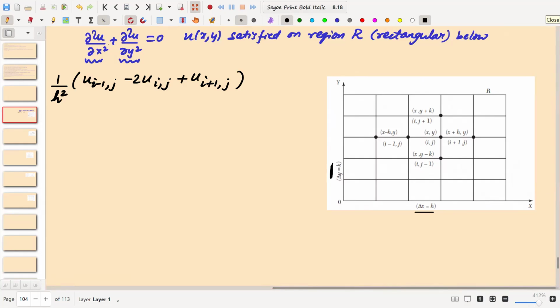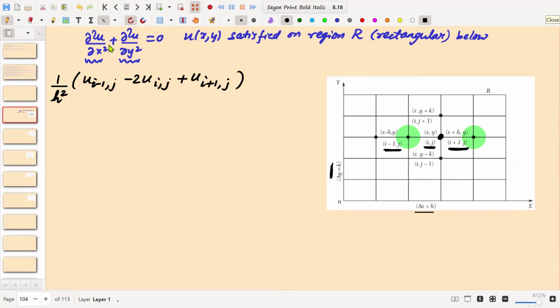What does it mean? You take the left neighbor, then you take the right neighbor, and subtract 2 times the central neighbor. Got that idea? If you are trying to find the value for this point, then take the value here and the value here: u(i-1,j), u(i+1,j).